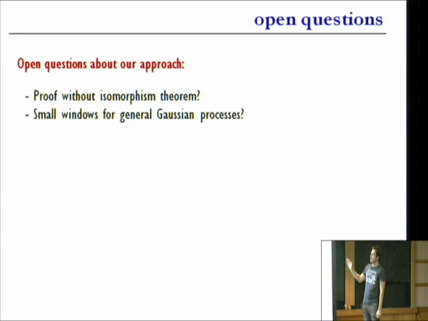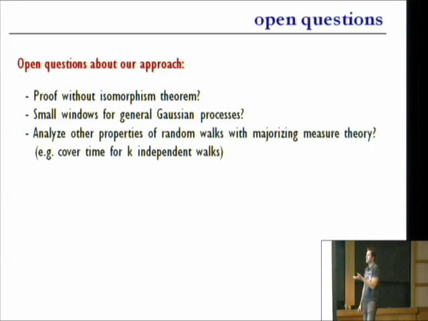Another thing about the proof is that we get these second moment estimates for these small windows, but only for very special Gaussian processes. And it's possible that if you did a proof for more general processes, it would be much easier. So the proof is very, very technical. It's not nice. And it's possible that if you found the right proof for general processes, it would be much nicer.